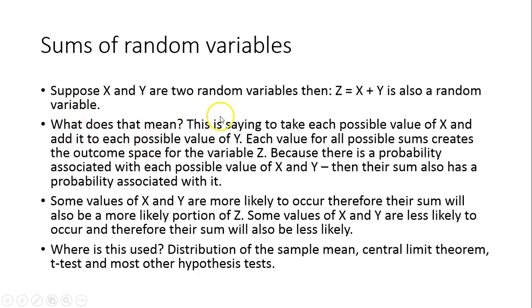What does this mean? This is saying to take each possible value of x and add it to each possible value of y. Each value for all possible sums creates the outcome space for the variable z. Because there's a probability associated with each possible value of x and y, their sum also has a probability associated with it, and their sum is called z in this case, okay?